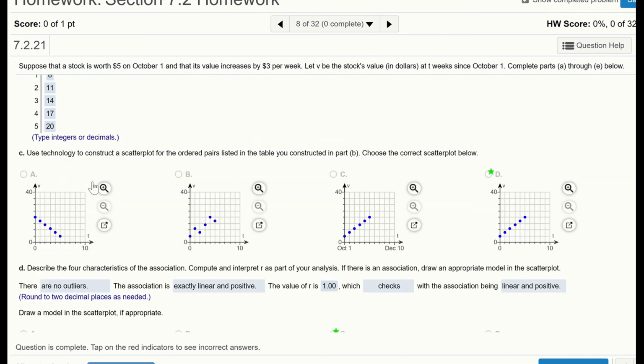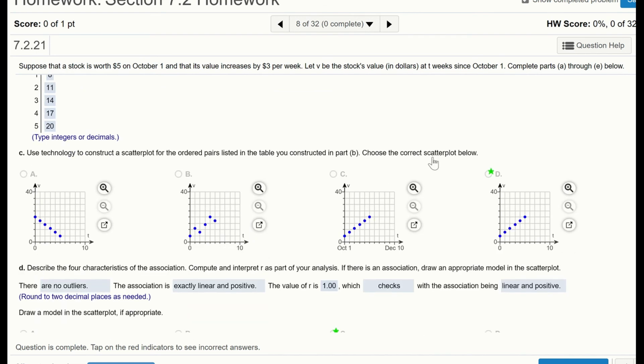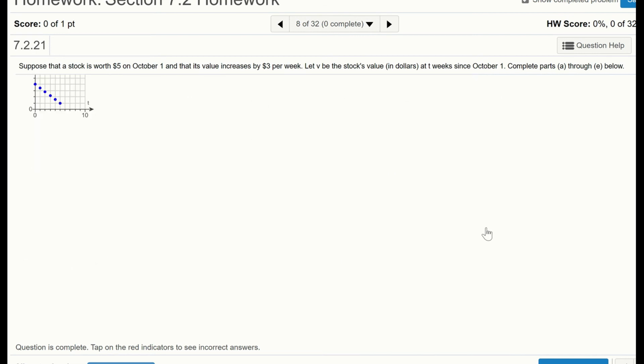So we're going to use technology to construct the scatter plot, and by now you should be very comfortable with that. You'll come up with this scatter plot. Notice that we have an exact linear association, and it is positive. And notice, of course, there are no outliers. And since it's an exact linear association, what's the value of R? Of course, it is 1. And of course, this means it's linear and positive.